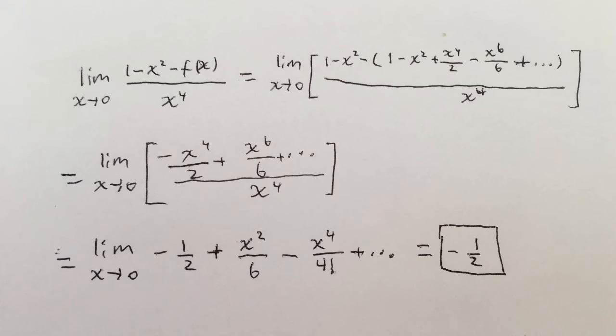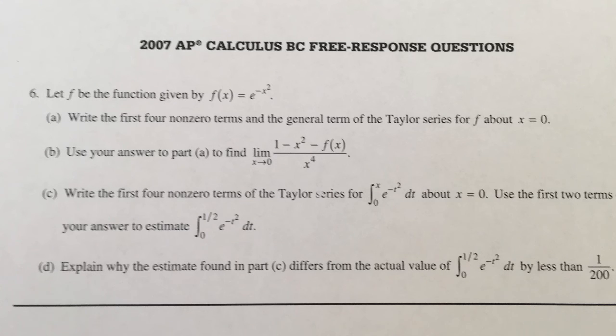The second thing is that I would recommend skipping over this problem if you're in a time crunch. This is number 6, and this is part B, and part B, as you can see, does not relate to part C and D. So if you are in a time crunch, I would recommend skipping over this problem because it's only 1 point out of 9.